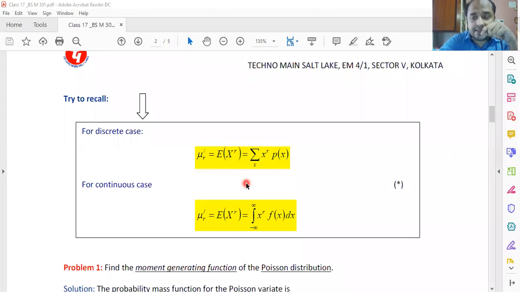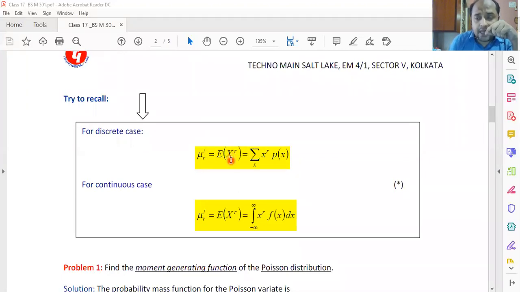Okay, so this is the formula which I was actually discussing in class 6, and this formula was about movement about origin, and you see the expression, it is expectation of capital X to the power R, which we define as mu R prime.